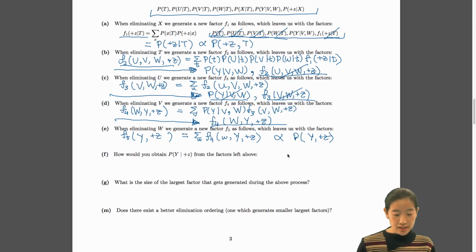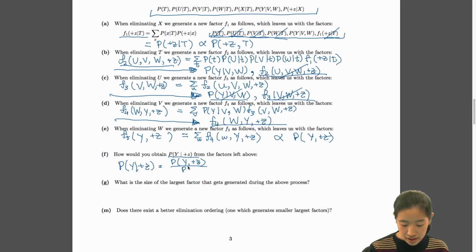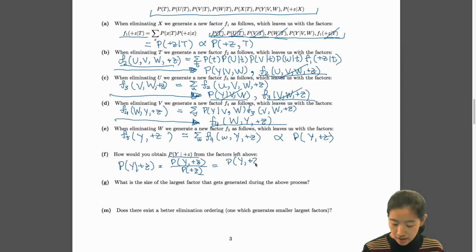So now that we have all this done, in order for us to obtain this query that we wanted to get in the first place, how would we do it? Well, you just normalize it, because we already have the joint probability. In order to get just this conditional probability by using Bayes' rule, we know that this is equal to the probability of y and z divided by the probability of z. And the probability of z is just going to be the sum over all the possible y's of the probability of y and plus c.